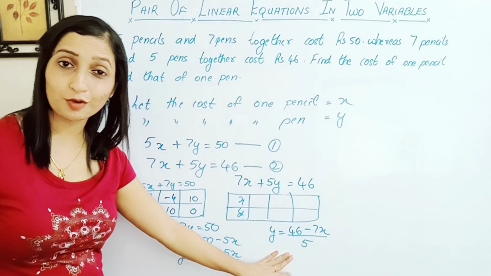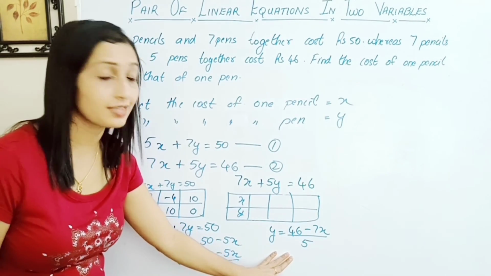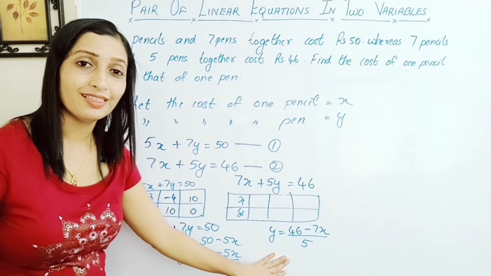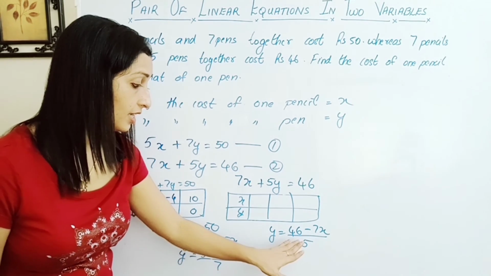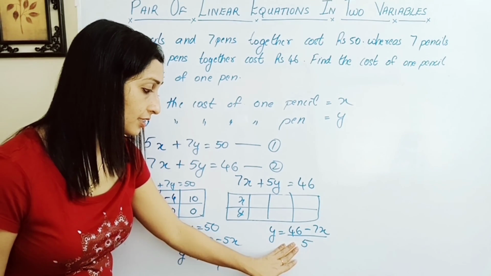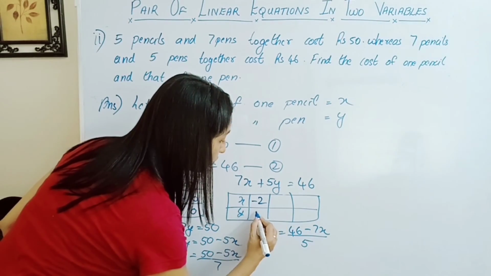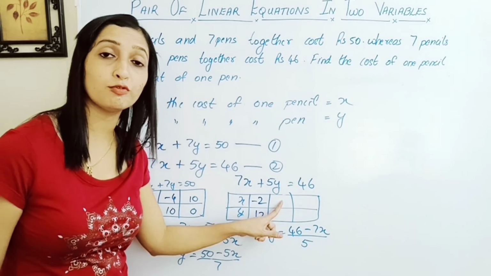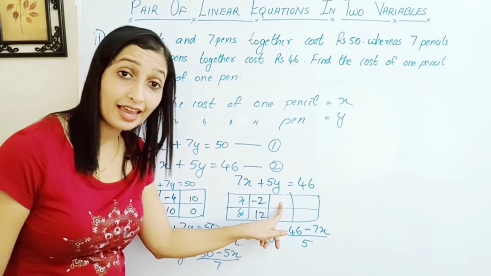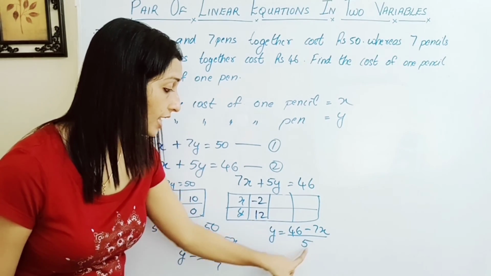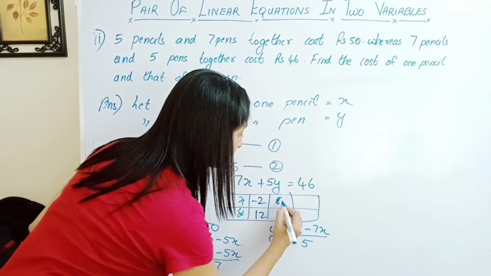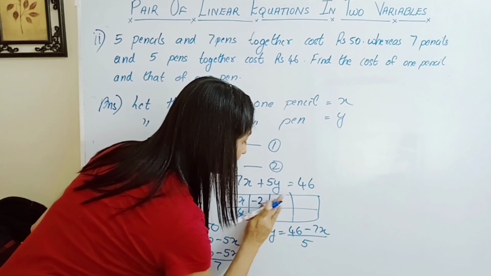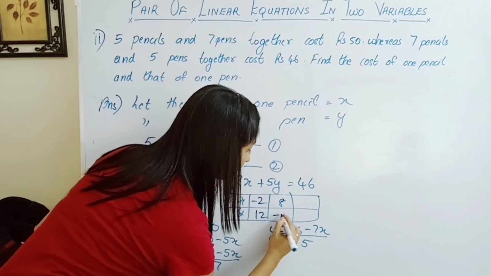Now what are the values of x which I can take? I can take x as minus 2. Then what do I get y as? I get y as 12. So when x is equal to minus 2, I get y as 12. Now what is the next value of x which I can take? I can take x as 8, so that I get y as minus 2. So when x is equal to 8, I get y as minus 2.